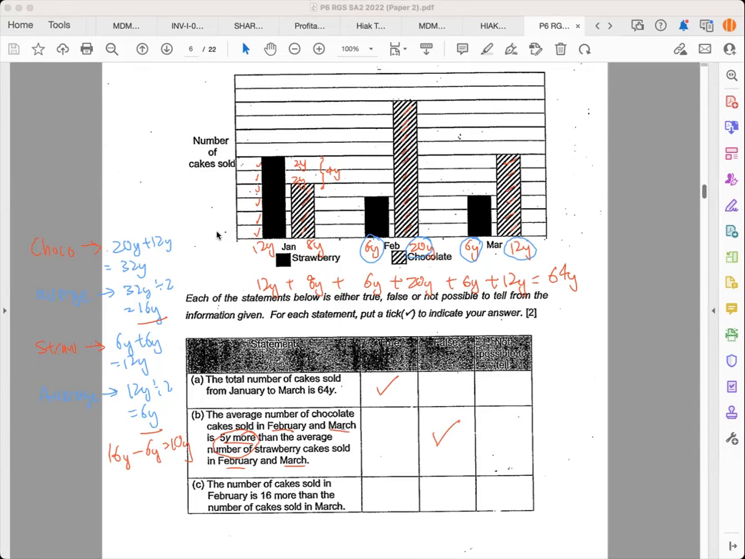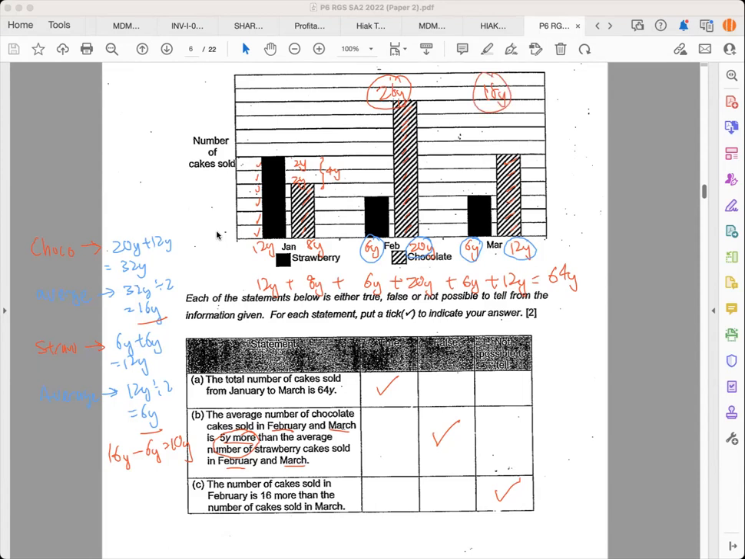Third statement: the number of cakes sold in February is 16 more than the number of cakes sold in March. Okay, this is not possible to tell, because let's take a look. The cakes sold in February altogether is 6y plus 20y, so it is 26y. In March, it's 6y plus 12y, so it's 18y.